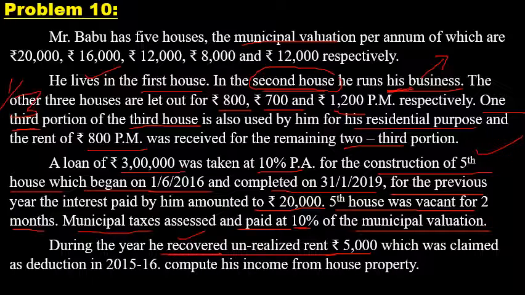So the income received in the form of unrealized rent, which is related to the year 2015-16, is considered as income for the present previous year, and it should be added to the grand total of income from house property. After calculation of income of all the 5 properties, then you have to consider this recovery of unrealized rent of the preceding previous year.